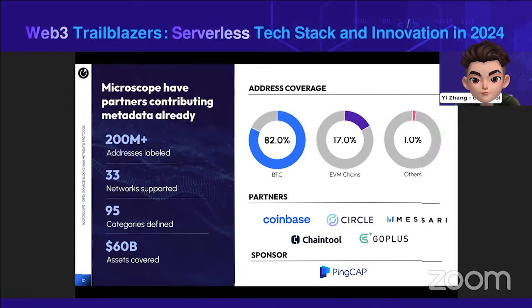And right now, our address coverage is somewhat concentrated. It's like 80% from Bitcoin, 70% on Ethereum. I think the numbers should change a little bit. Okay, and the partners right now, we have five of them: Coinbase, Circle, Mesera, Chaintool, Go Plus. The order is just random, don't interpret it. The last one is the sponsor. PingCAP is actually our sponsor from the beginning of our project. PingCAP offers the infrastructure for us. Yeah.